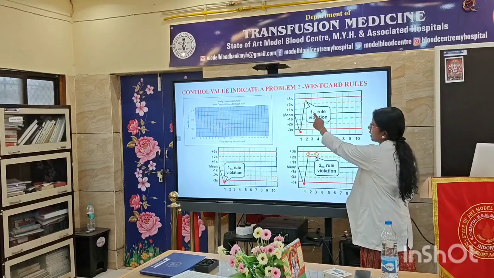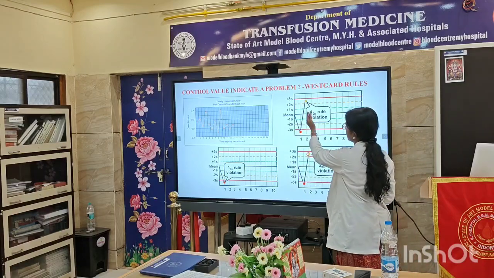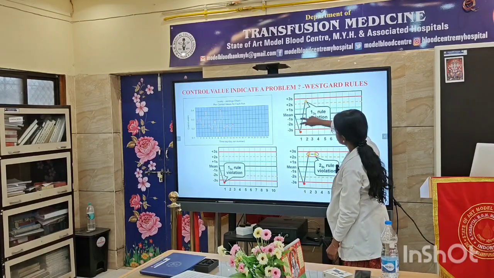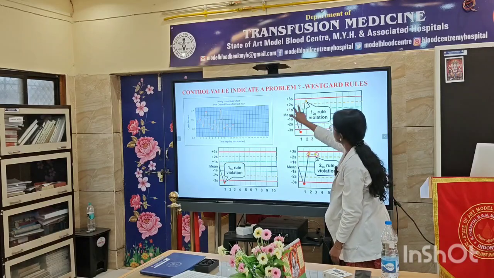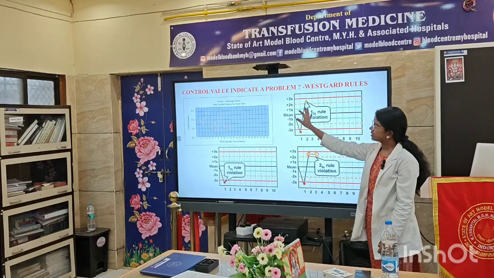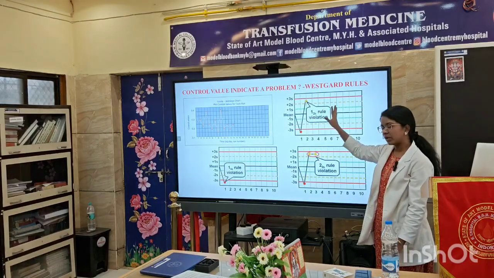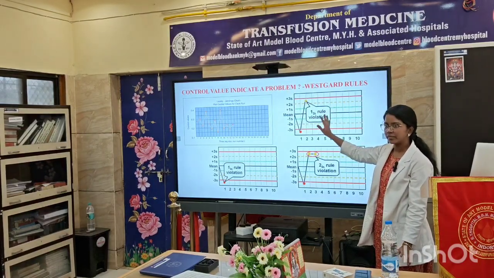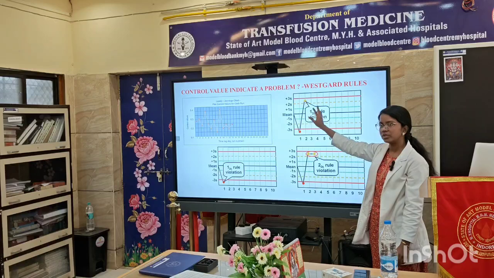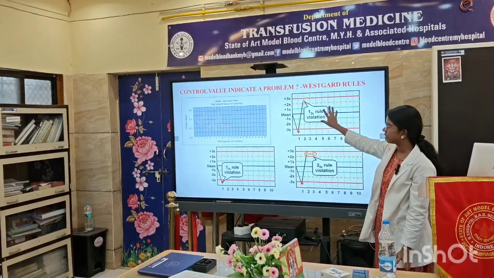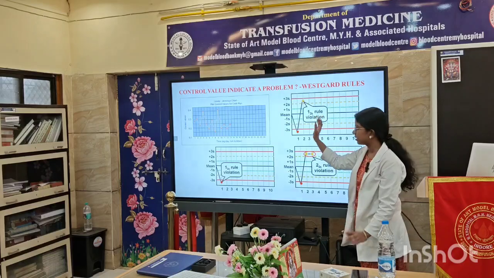This is the 1 2s rule. Here there is a one-time violation over plus 2 standard deviation. For this we can accept the performed test, because there is just a slight variation, with only 1 plus 2 standard deviation. So this test is actually okay, we don't have to repeat the test completely.